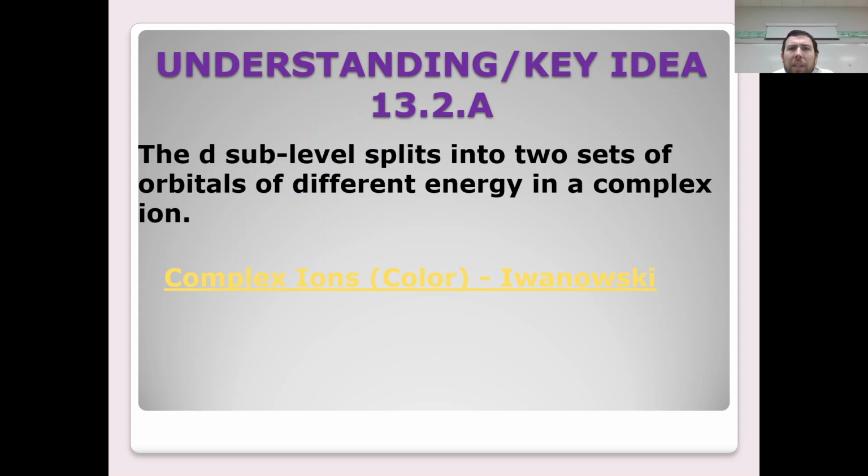One thing we need to understand is that the d sublevel has those 5 orbitals. They're going to split into 2 sets of orbitals of different energy in a complex ion. So instead of them being degenerate, you're going to have d orbitals that have different energies within complex ions. And we've got to be clear here: this is specifically for complex ions.